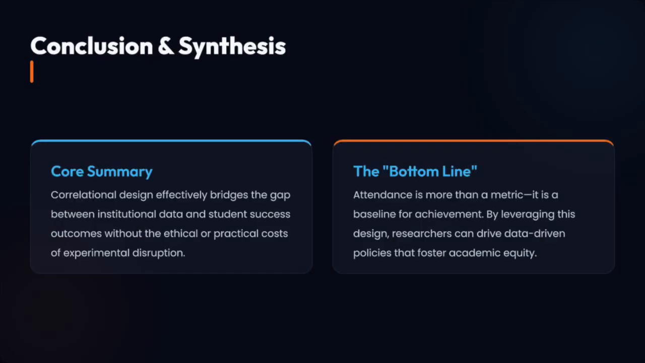To conclude our presentation, let's synthesize what a correlational design brings to educational research. Ultimately, this framework effectively bridges the gap between raw institutional data and actionable student success outcomes. It provides these insights without the ethical concerns or practical costs of disrupting classroom instruction with experimental designs. The bottom line is that attendance is more than just an administrative metric. It serves as the baseline for student achievement.